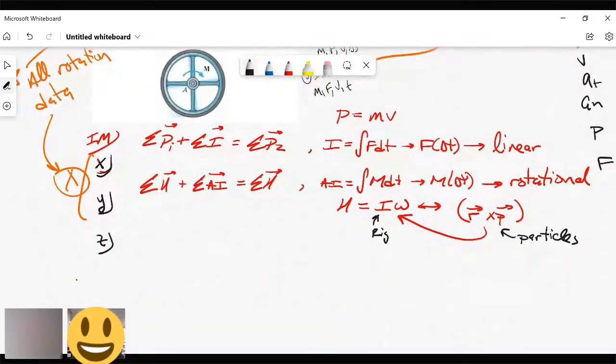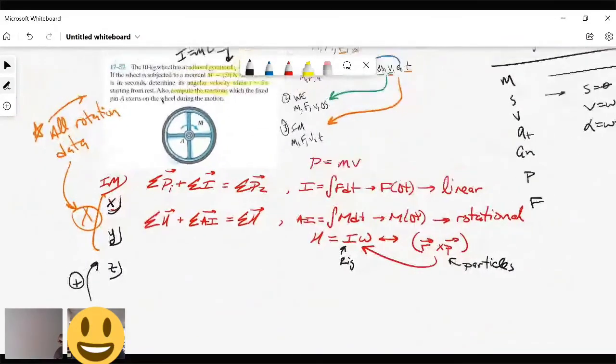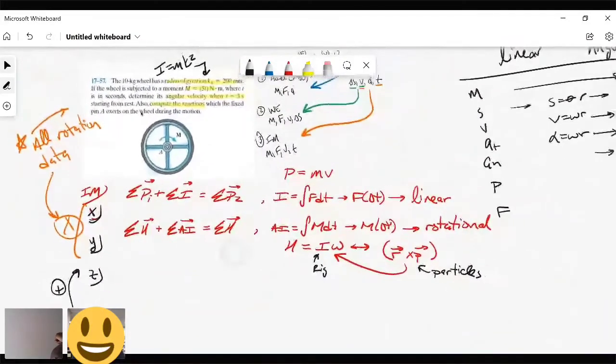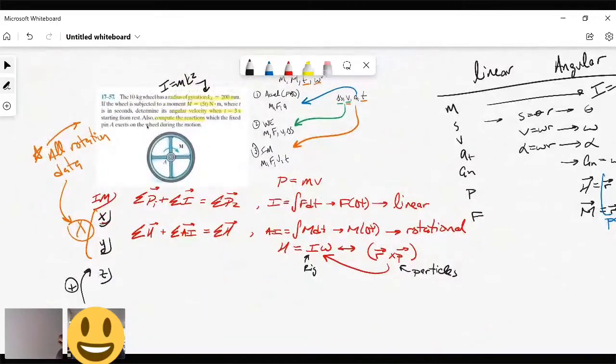We're going to assume that this direction is the positive direction, and we're going to say, okay, in the beginning it started from rest, right? So that means the initial is 0. Exactly. So this guy nulls out to 0. We're going to add the summation of the angular impulses. The angular impulse is given explicitly by this, where the wheel is subjected to a moment.